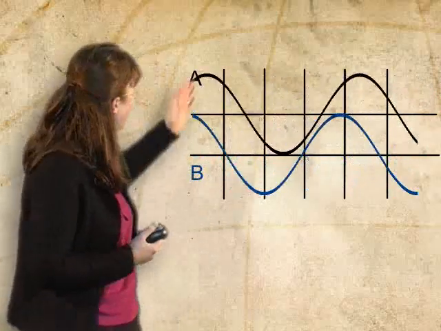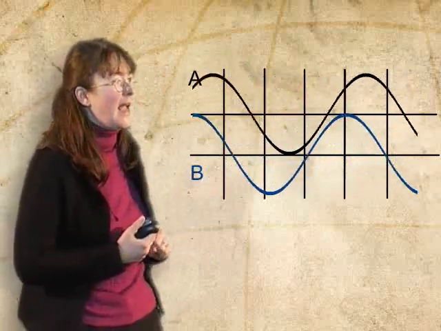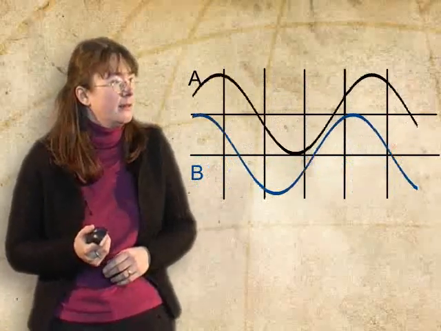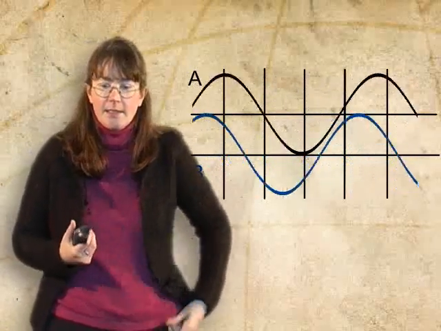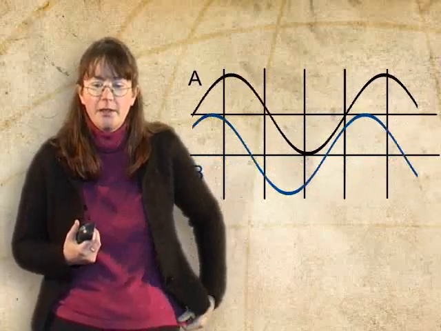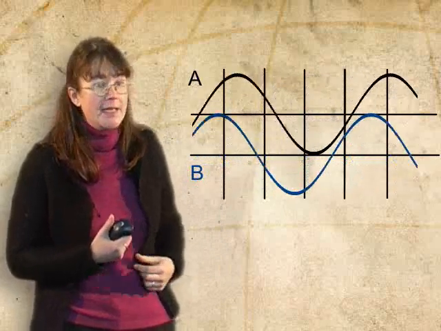Now, if you have a look at the two waves here, you can see that wave A is slightly ahead of wave B. They're both moving in the same direction. In this case, the waves have the same wavelength, but they're not in step with each other. So we say that wave B is behind wave A by a quarter of a wavelength, or that B lags behind A by a quarter of a wavelength.